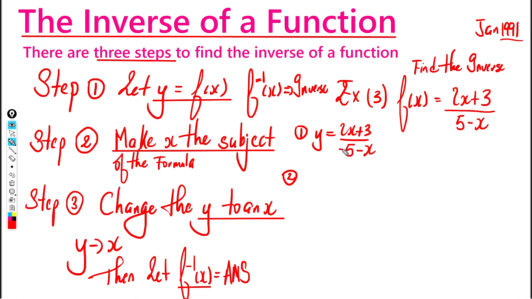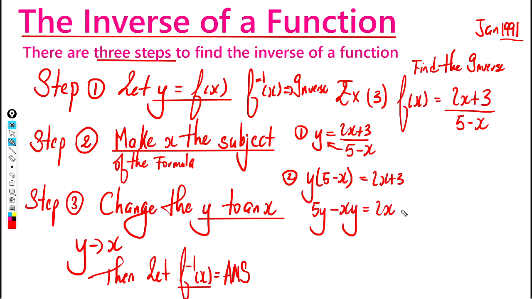So I'm actually going to multiply this 5 minus x by the y because I need to get x out of the denominator in order to make x the subject. So I'm going to say y times 5 minus x is equal to 2x plus 3. Y times that will give me 5y minus xy is equal to 2x plus 3.